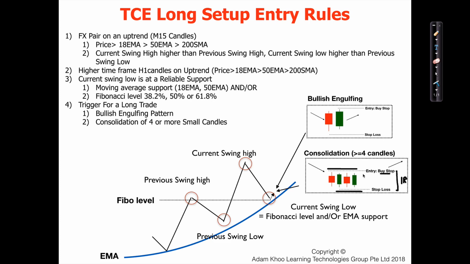So if the price moves out of the consolidation by 1 pip, it will trigger your buy order. All right, so that's the main difference for TCE. You wait for a trigger and you place your buy order above the high of that trigger. And you want the price to exceed the high of the trigger before it's valid.